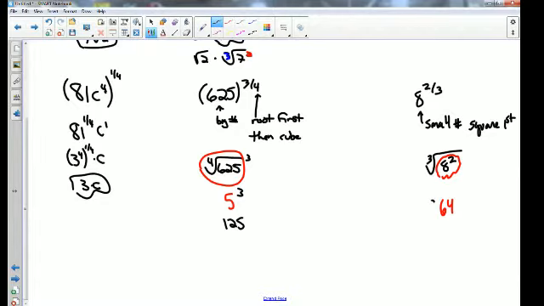What's the cube root of 64? 4. Huh? Dude, yeah, it has a cube root too. Oh, it does. How about that? Well, you get this one after. Well, I stand corrected, YouTube.